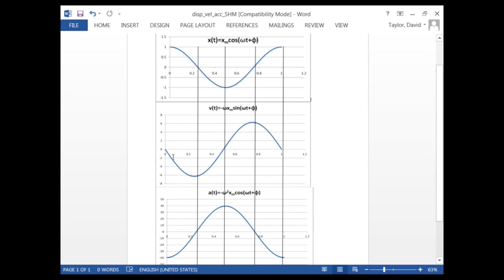And over here, my slope is negative, so my acceleration values are negative. And in this region, my slope is positive, so my acceleration values are positive. And over here, the slope is negative, so down here, my acceleration values are also negative.